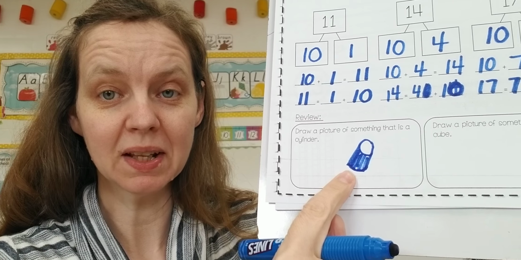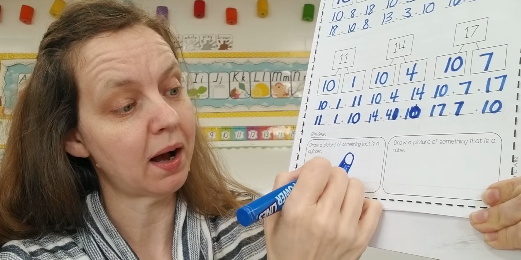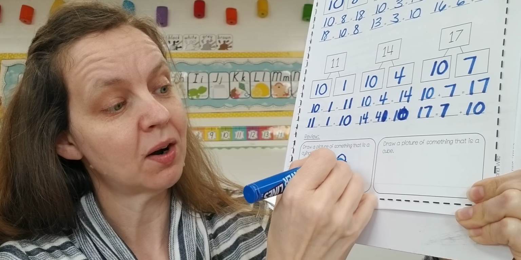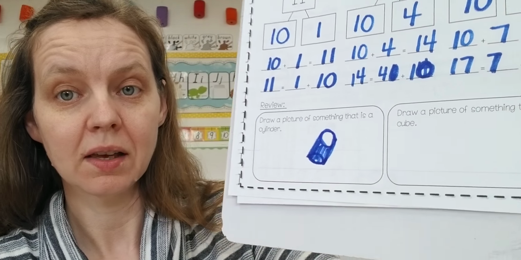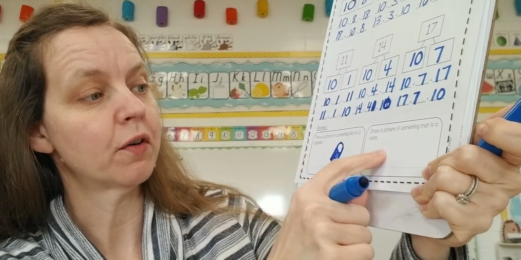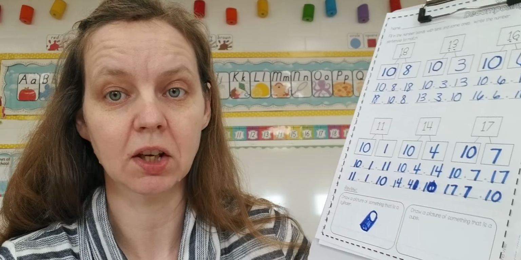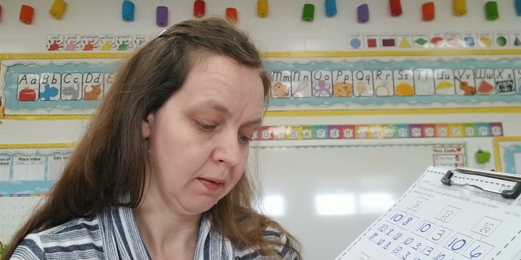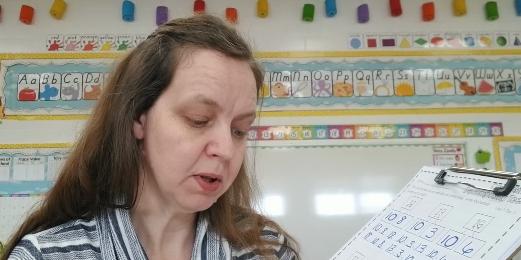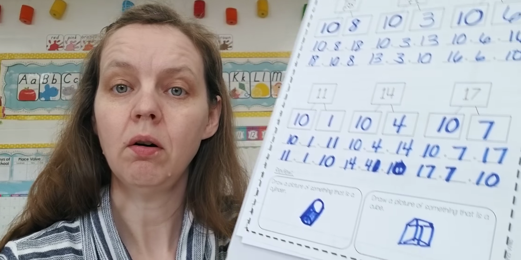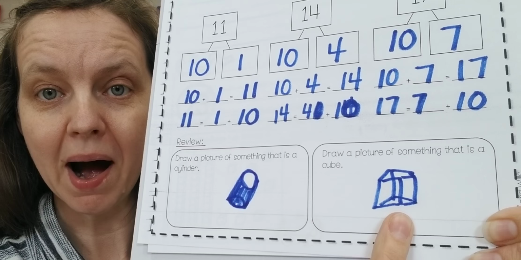So if you drew something like that, with a round bottom and a round top, and then it rolls. We know it rolls because it's a round shape. If it looks something like that, awesome job. Move over here. It says draw a picture of something that is a cube. Do you remember what a cube looks like? That's also a 3D shape. So it looks something like this, like a box.